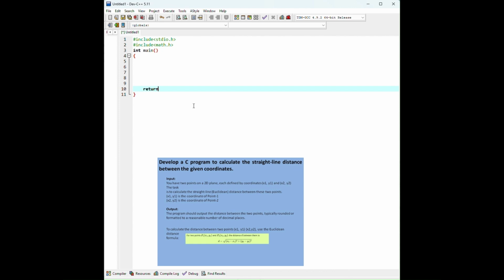So we'll include the header files stdio.h and math.h. So math.h is required to calculate the distance. So what are the variables required? So variables required are x1, y1 and x2, y2. And we know how to calculate the distance between 2 points.